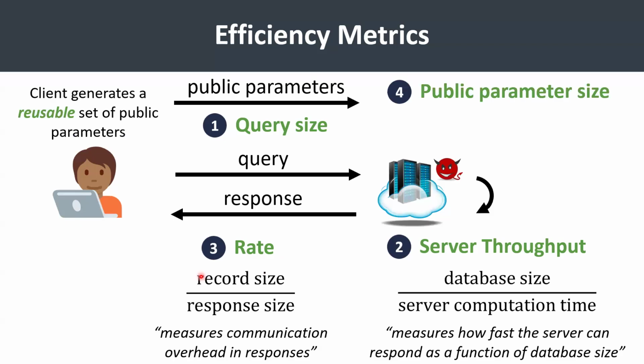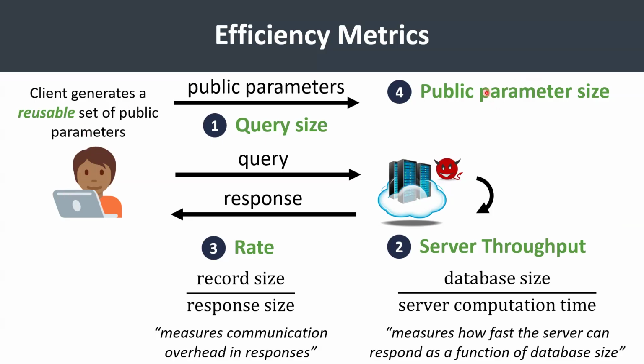And finally, for the constructions that I'm going to be describing in this talk, I'm also going to allow the client to upload a set of public parameters to the server. So there's an initial communication of some public parameters. This is a reusable set of public parameters that the server will use to process the query. You can think about the public parameters as a public key. Essentially at the beginning of the protocol, the client generates a public key and sends it to the server. And thereafter, the same public key can be reused for many queries.